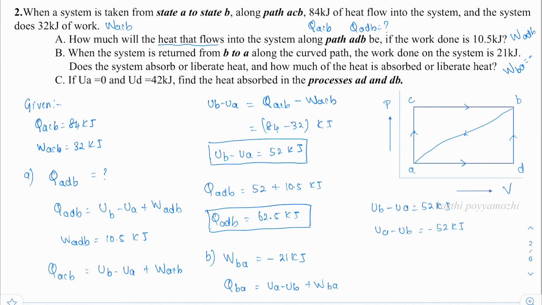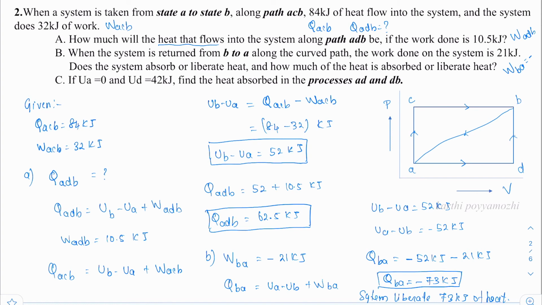By substituting, we get Q of BA equal to minus 52 kilojoule minus 21 kilojoule, and Q of BA is equal to minus 73 kilojoule. And from this we can say that the system liberates 73 kilojoule of heat.